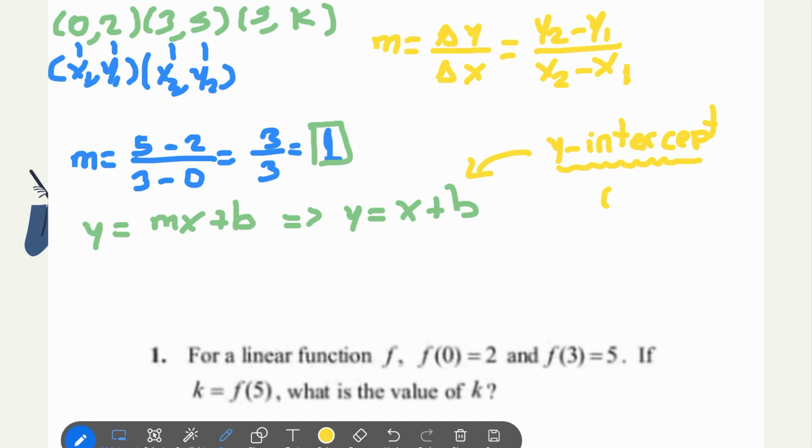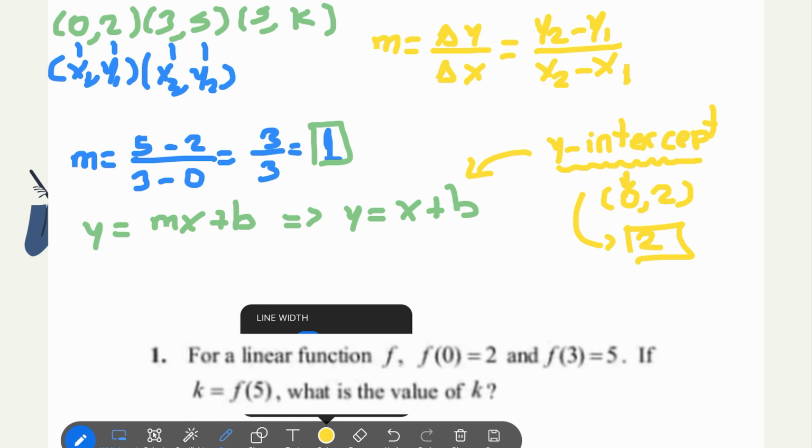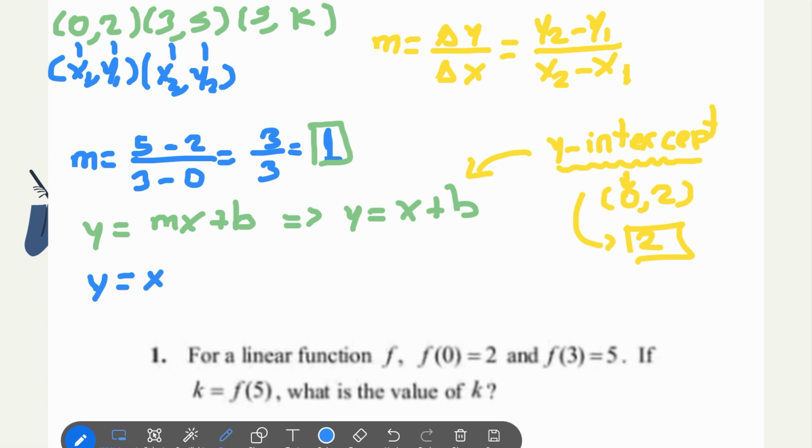So from our point 0, 2, we can actually get to know the value of the y-intercept. What would it be? We know that the y-intercept equals 2, right? Because it is the value of y when x equals 0. So we now have another equation, and it comes to be y equals x plus b, and we already know the value of b, and it is just 2.